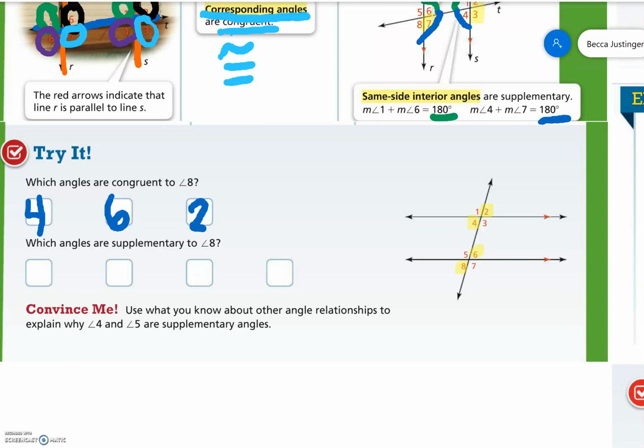Which angles are supplementary to 8? So which angles added with 8 are going to give us 180? That's the ones that share the same line. So angle 5 is supplementary to 8 because we could make a straight line this way.